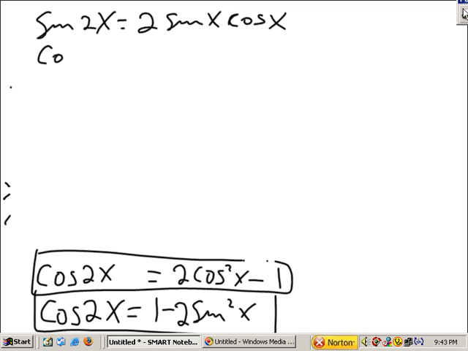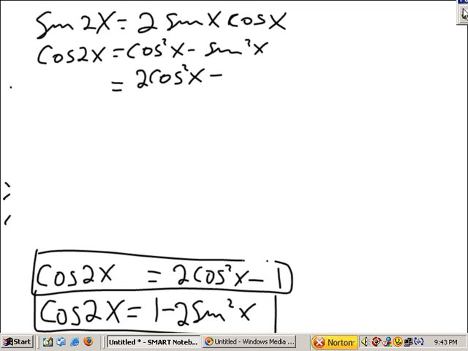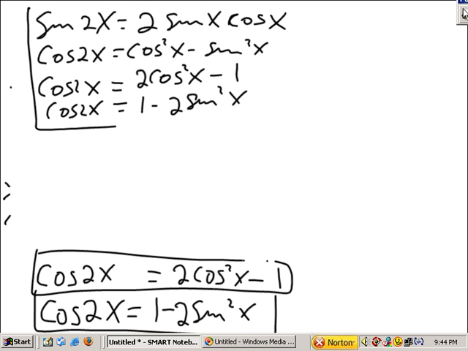We know that cosine of 2x is cosine squared x minus sine squared x, which is the same as 2 cosine squared x minus 1, or 1 minus 2 sine squared x. This is cosine 2x. We have a few different ways of getting cosine of 2x.